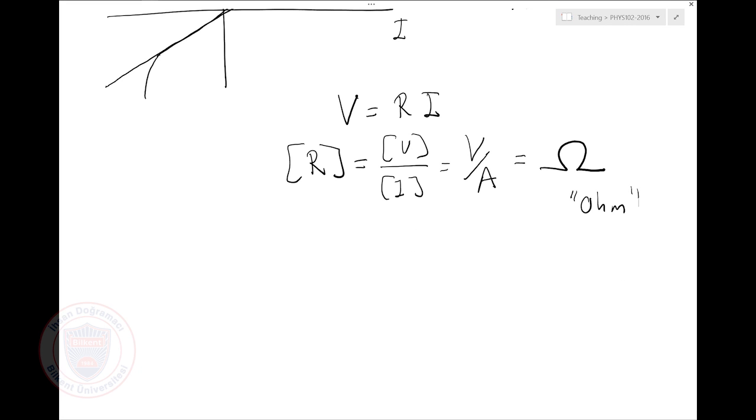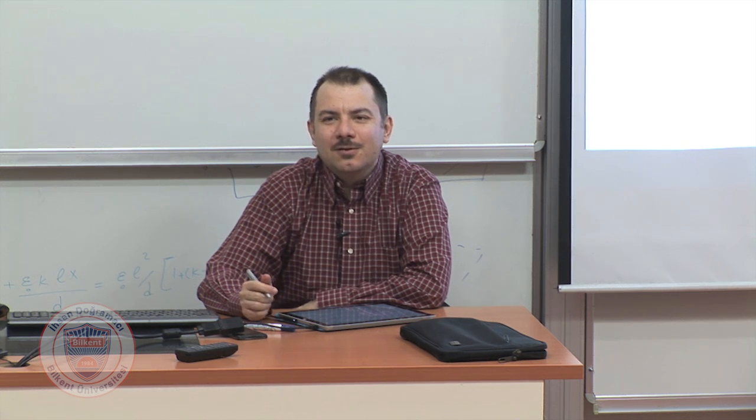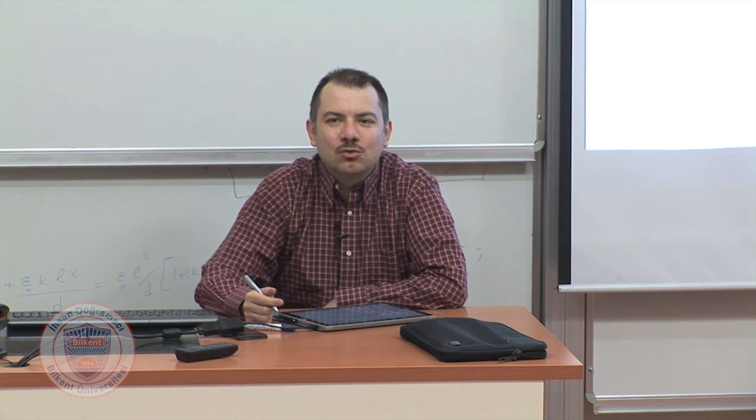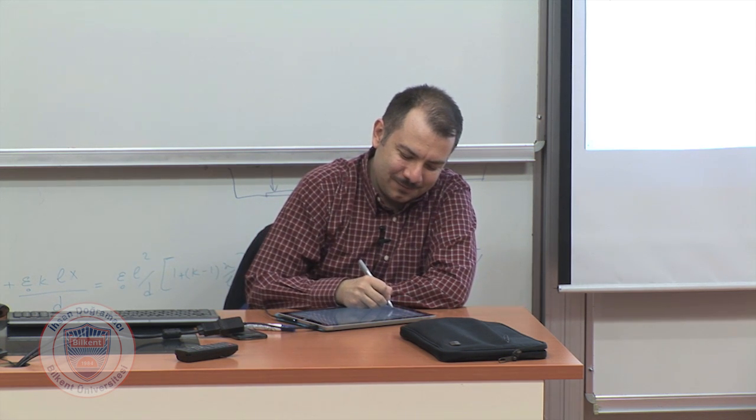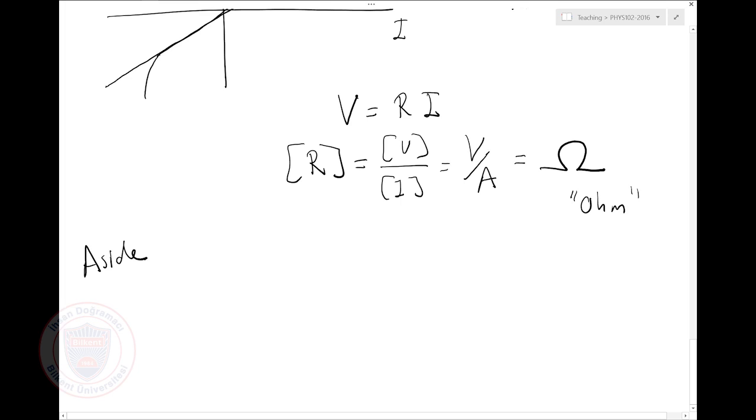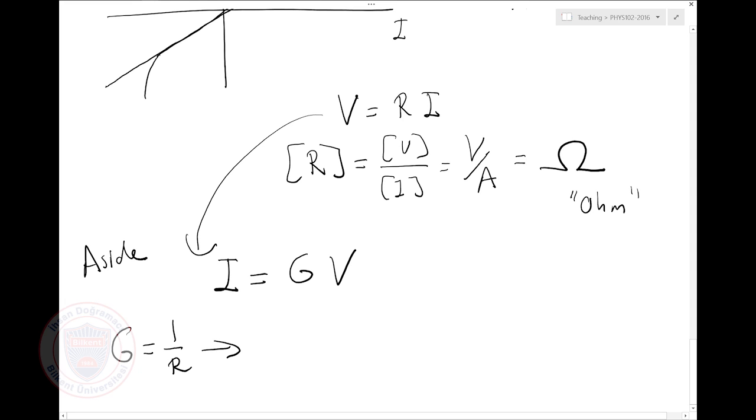Now, when these things were being defined, there was initially some discussion whether it's better to use volt over ampere as a unit, or sometimes it's actually better to think about current divided by voltage. So, just an aside here. Sometimes people write this in another way. They say I is G times V, where G is obviously 1 over R, and it's called not the resistance but conductance.